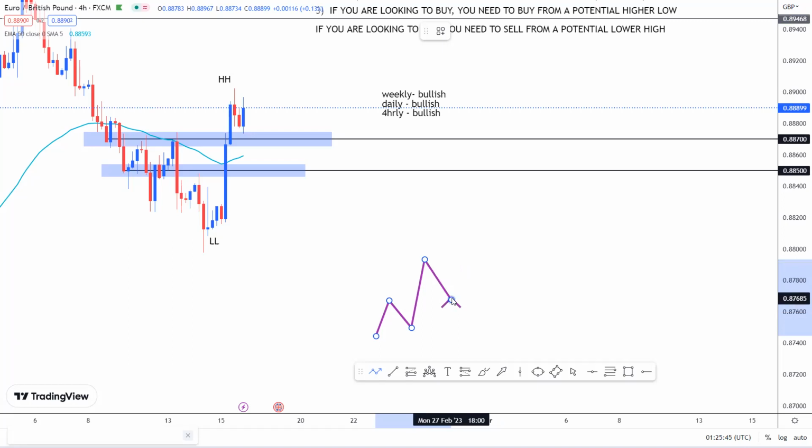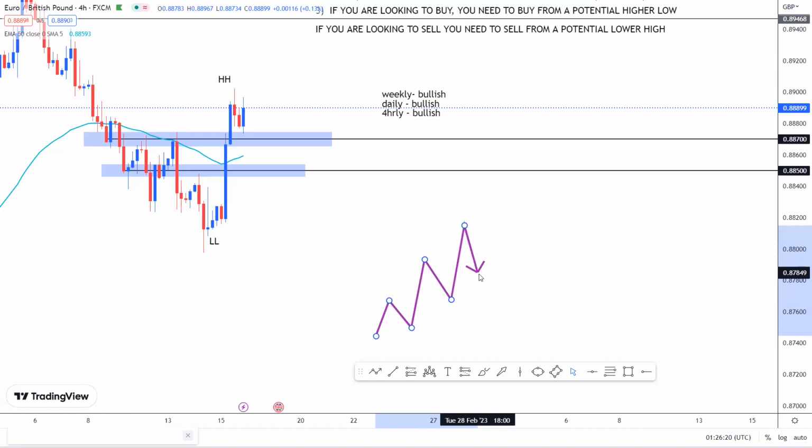this right here is only a higher low once price breaks and closes above the previous high. This is only a confirmed higher low once it leads to a break in market structure above the previous high. Otherwise, it's a potential higher low.